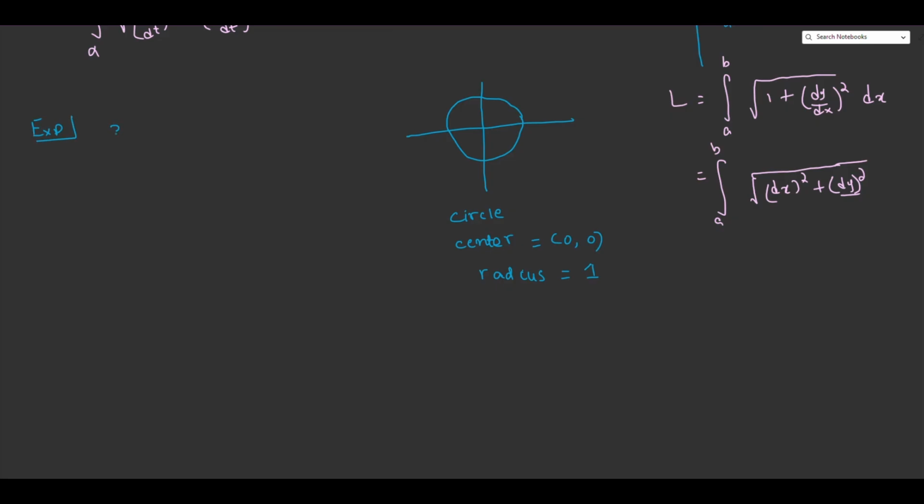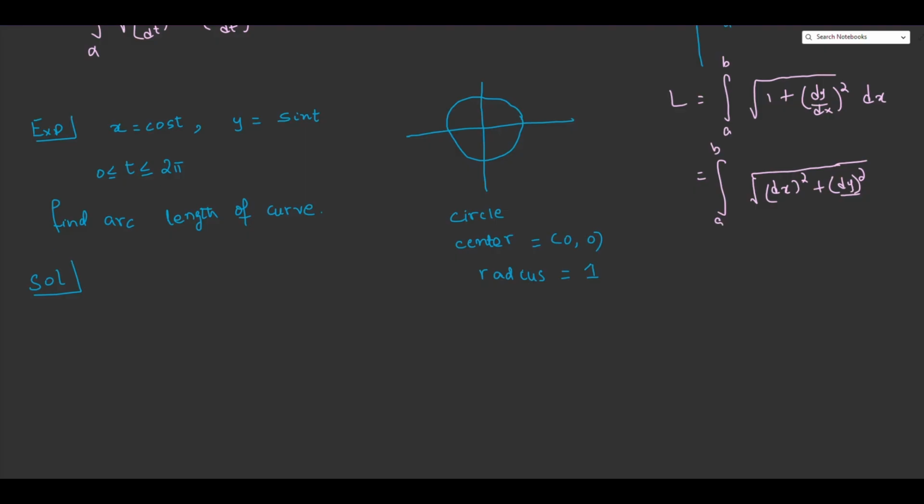For this circle, what are the parametric equations? The parametric equations of the circle are x equals cosine of t, y equals sine of t, and t varies from 0 to 2 pi. And what is the question? The question is, we want to find the arc length of the circle. Find the arc length of this curve.